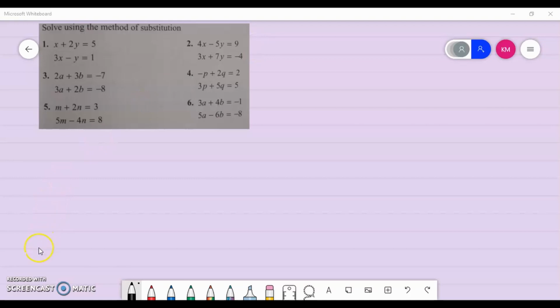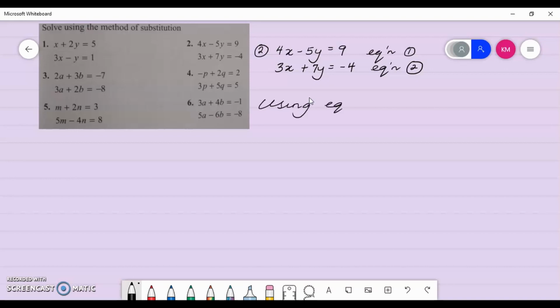Let's now look at number 2. So my first step, I label my equations, equation 1, equation 2. My second step, I'm choosing an equation and making either x or y the subject. So I'm going to use equation 1. So I have 4x take away 5y is equal to 9. I'm going to decide that I want x to be the subject. So I'm going to move across everything. So that's going to be 9 plus 5y. I'm going to get x is equal to (9 plus 5y) divided by 4.